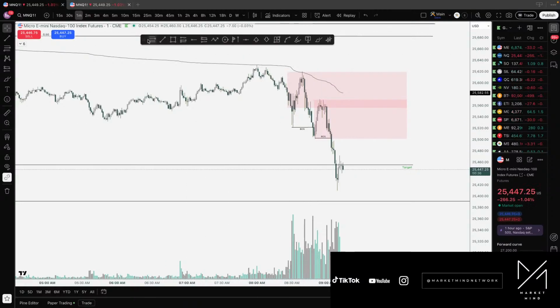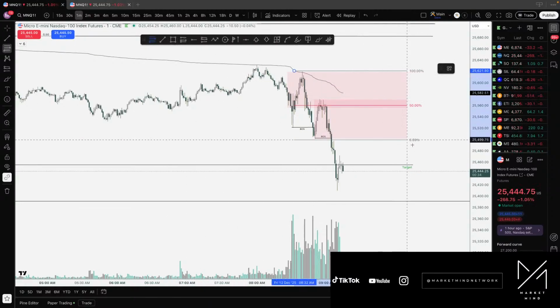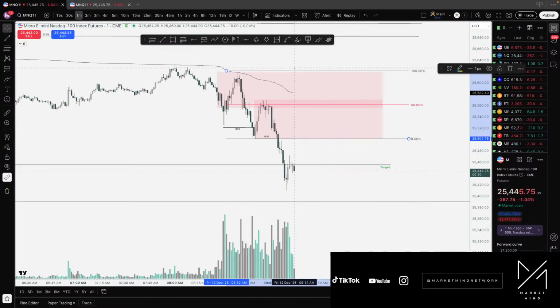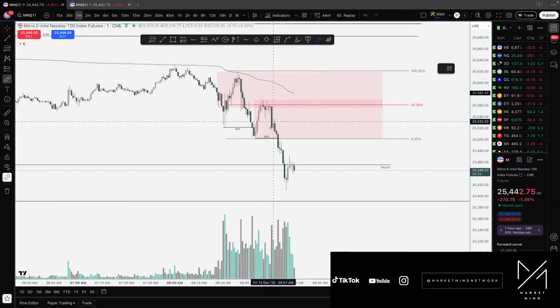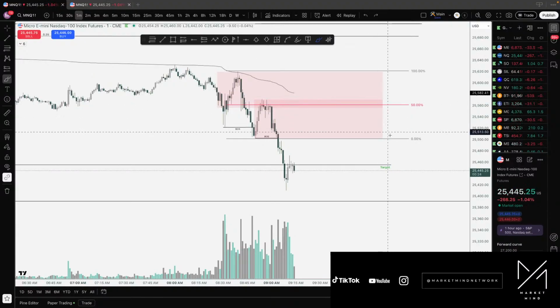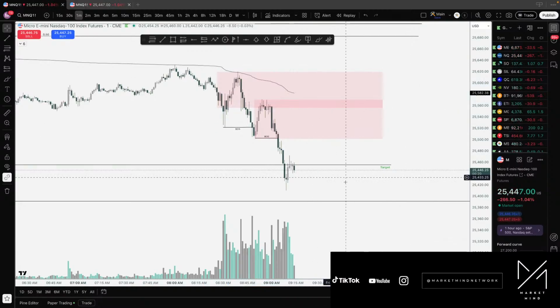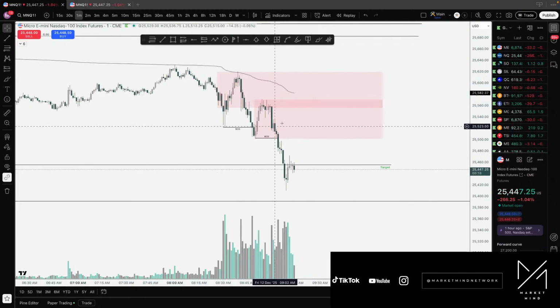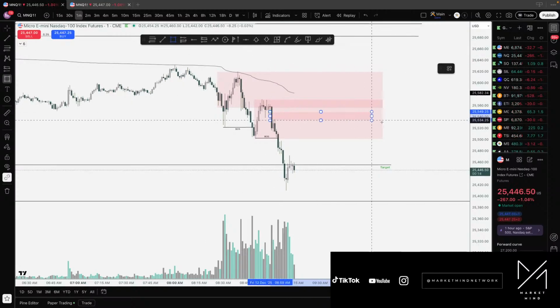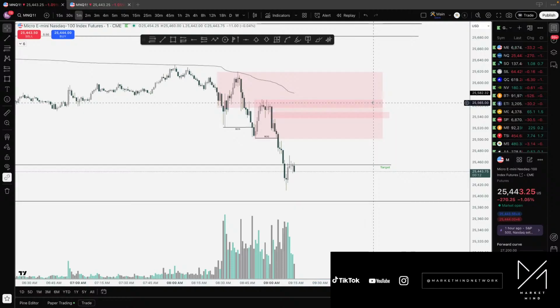This is exactly 50%. When you're in a trending market, price usually covers at least 50%, then comes back down. For this one, I would wait. There's a little gap here that needs to be filled.